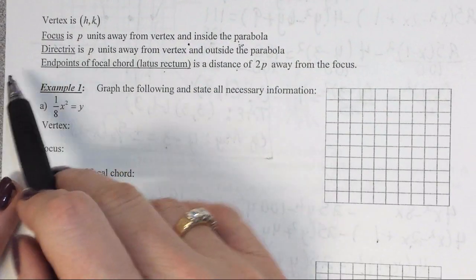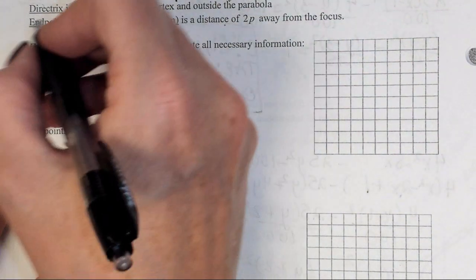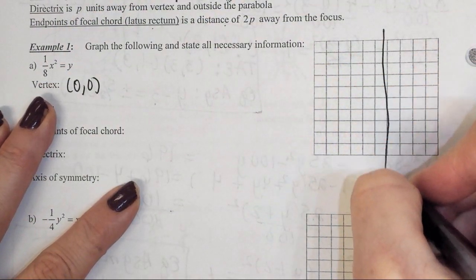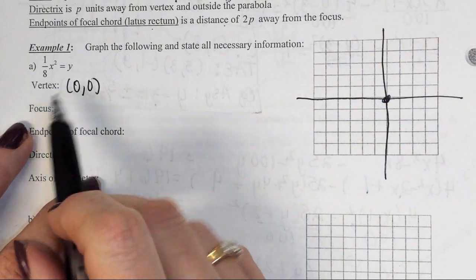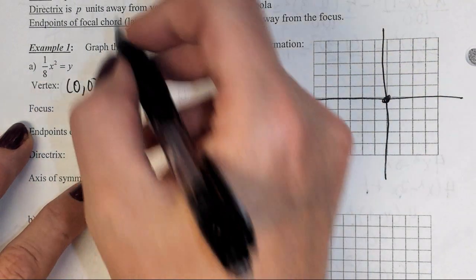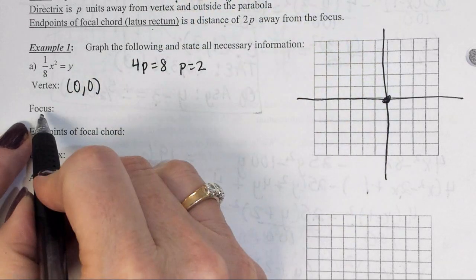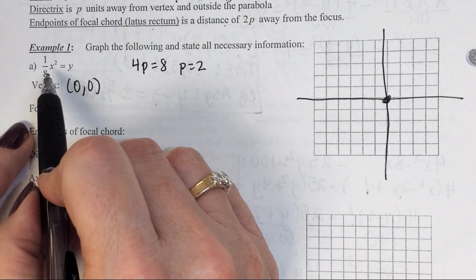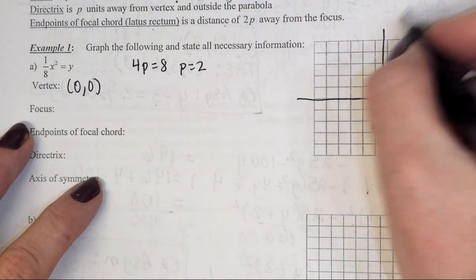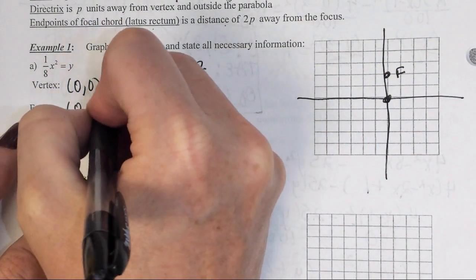All right, so we're going to have to find all of this stuff. Let's look at the first one. So the first thing I want to think about is the vertex. What is it? 0, 0. So we're going to plot 0, 0. The focus, I have to know what p is. This number right here is always 4p. So 4p is 8, p is 2. So my focus has to be 2 units inside of the parabola. Which way is this going to open? Up, down, left, or right? Up. So I go 2 units up. There's going to be our focus at 0, 2.